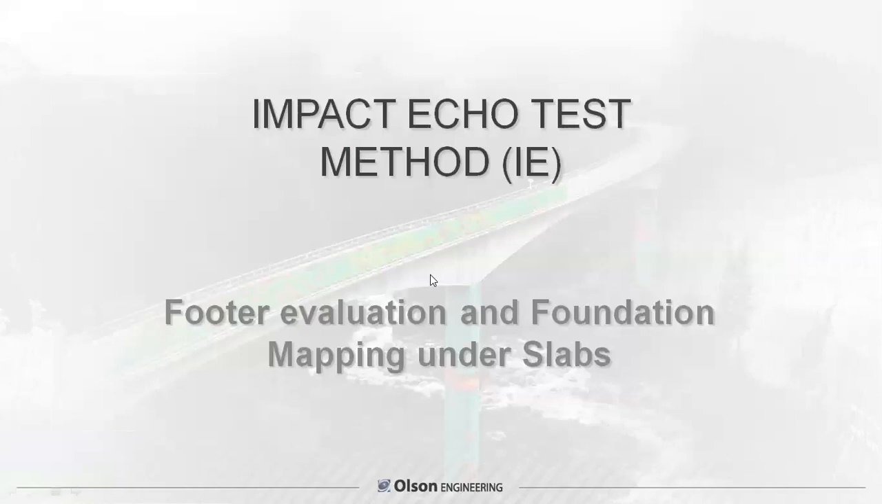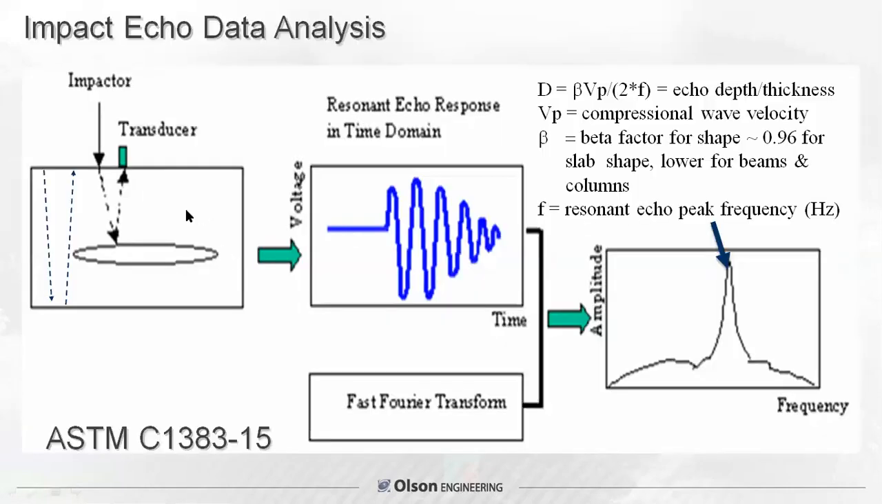Let's talk about some of the other three test methods. These are a little less common than the first two, primarily used for shallow foundations, impact echo and GPR, but we'll start with impact echo. Used again for footer evaluation and foundation mapping under slabs. So the impact echo is somewhat similar to the sonic echo test method. You impact the top of a slab, it bounces off a defect or the bottom of the slab and comes back up to the top.